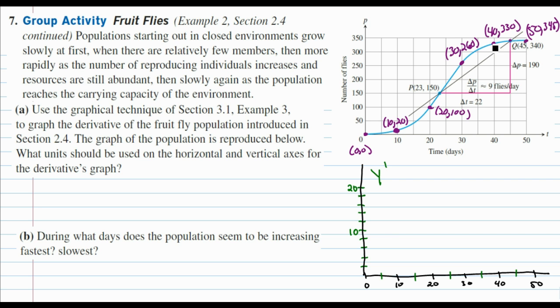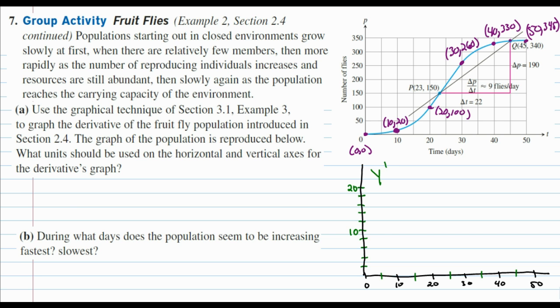It's logistic growth. It's got the horizontal asymptote below here at y equals 0, and then another horizontal asymptote or its limit to growth. Sound familiar? Part A says, use the graphical technique of section 3.1, example 3, to graph the derivative of the fruit fly population introduced in section 2.4.